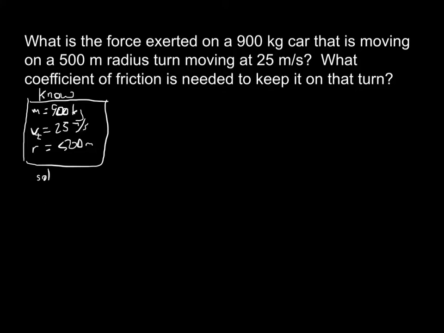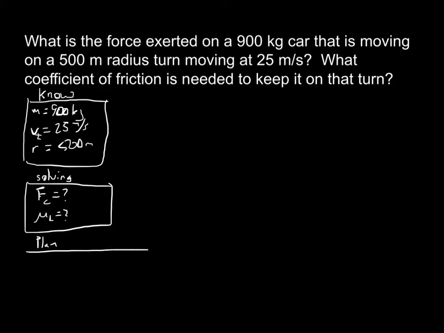What we're solving for? Well, we're solving for the force, so centripetal force. And we're also solving for the coefficient of friction. So our plan. First, centripetal force. Here's our equation. Centripetal force is m v_t squared over r. We could easily solve for that because we have everything. So solve for centripetal force.